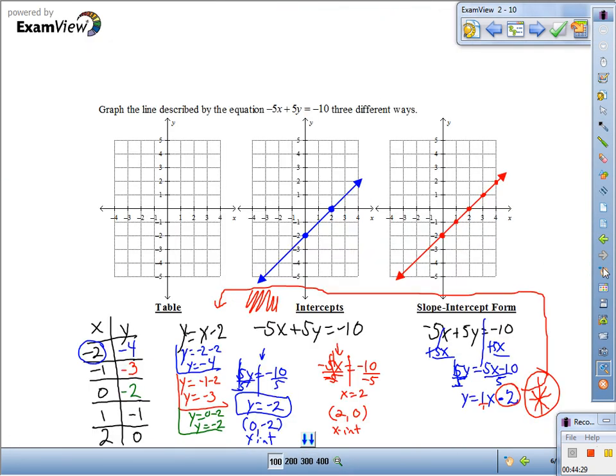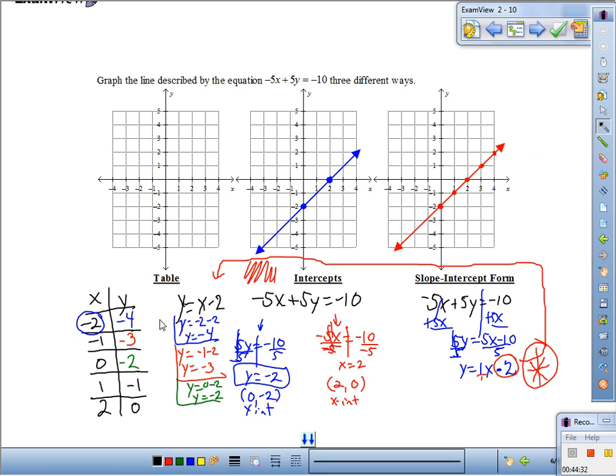There he goes. I zoomed out. Negative 2, negative 4 is right there. Negative 1, negative 3 is right there. 0, negative 2. 1, negative 1. And 2, 0. Get your index card, graph your line. What do you notice? It's the same line, different method.